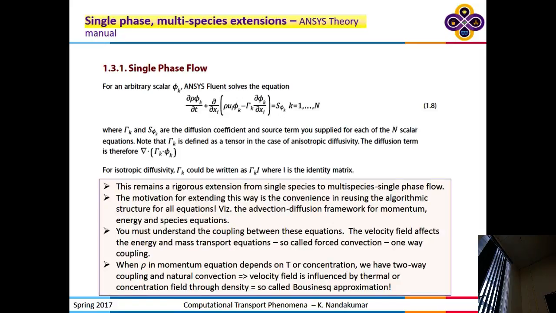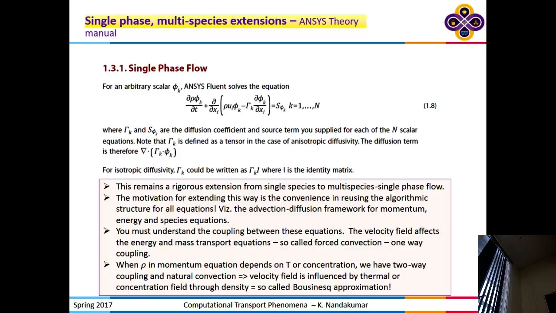And you should understand the coupling between these equations. Which equation affects what? The velocity equation affects all species transport, temperature or concentrations, because velocity appears in all of them. But whether the temperature affects the velocity field depends on whether the source term that you have here, rho g, for example, is affected by concentration or by temperature. Okay? So that coupling you need to understand. You'll probably see one or two examples in COMSOL on how to set this up and through an assignment that we will make you work on that. So if density in the momentum equation depends on T or concentration, then we have a two-way coupled formulation.